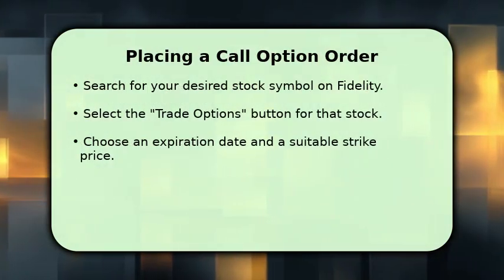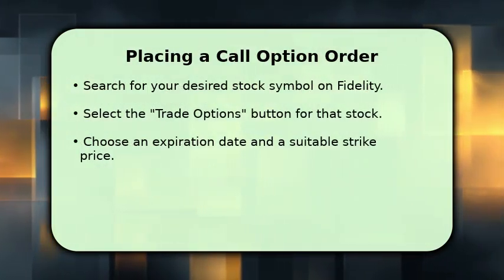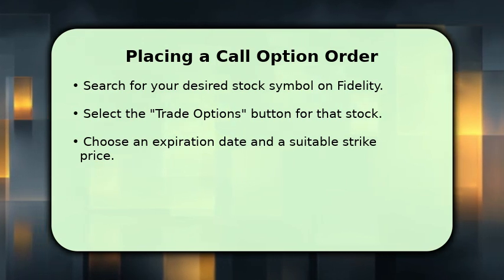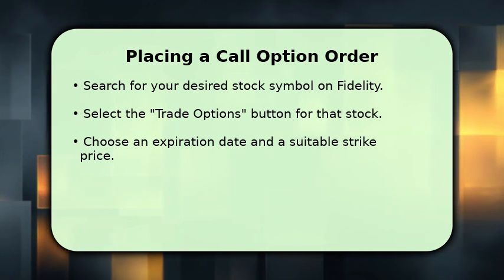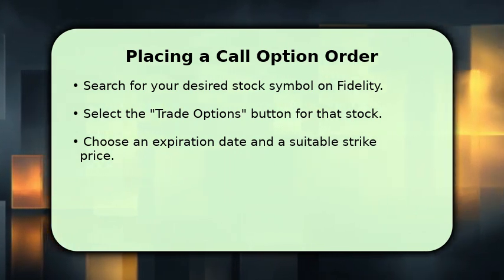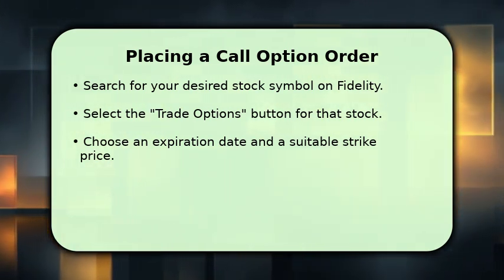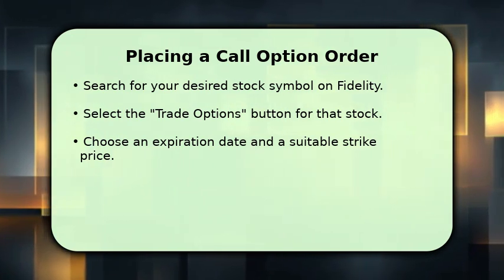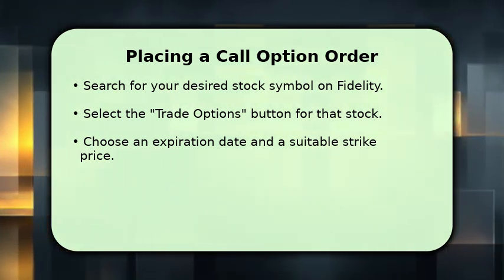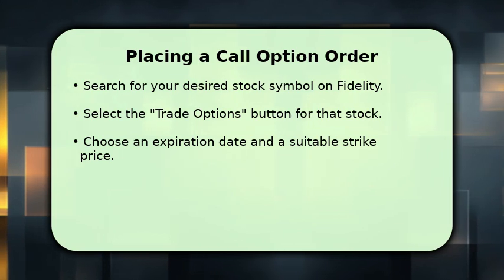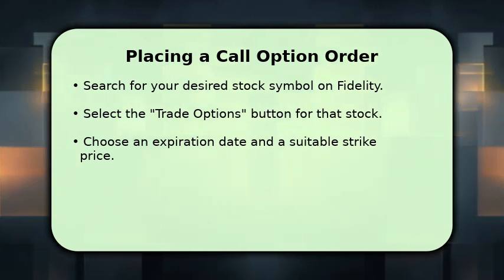Now, let's place a call option order. After finding your chosen stock on Fidelity, click the Trade Options button. You'll then see an options chain where you can select an expiration date and a strike price that aligns with your strategy. Next, input the number of contracts you wish to buy and choose your order type, such as a limit order. Always review your order carefully before confirming the trade.